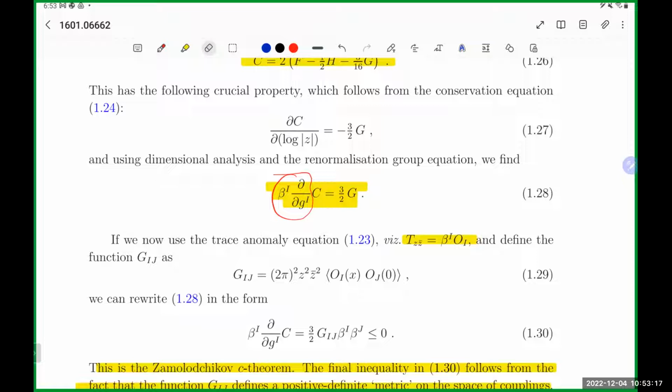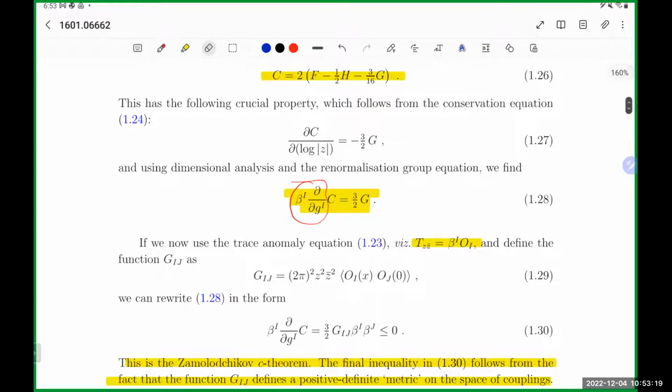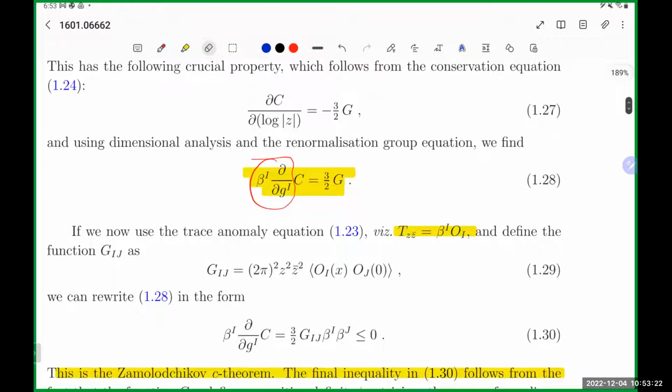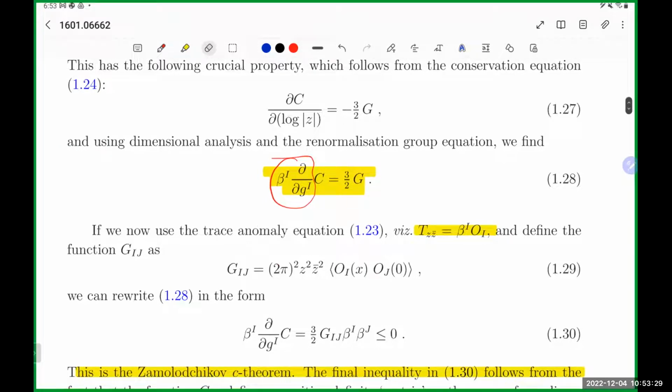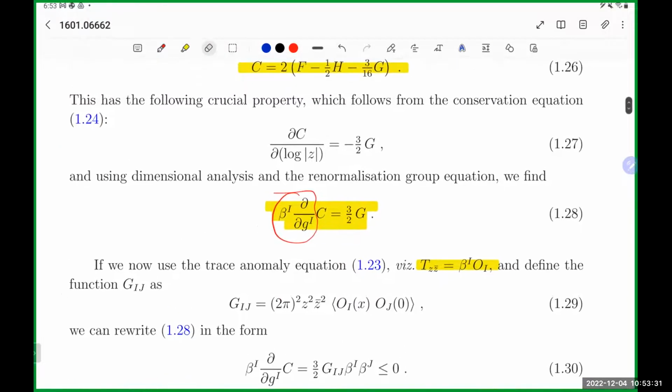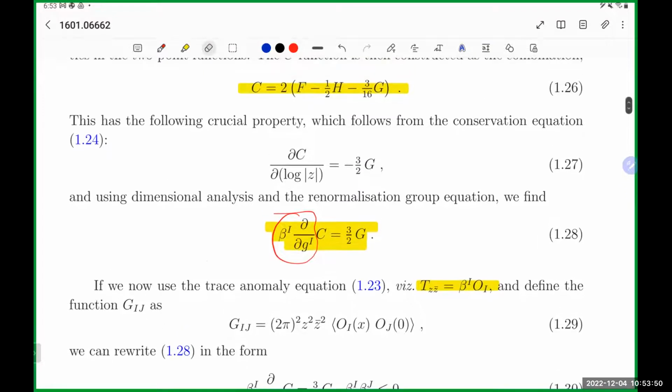Right. Okay, so if I start from this 1.28 and look at the left-hand side, you see that beta I del by del g I is the generator of the local scale transformations. Local scale transformations, absolutely. And here we denote the couplings.